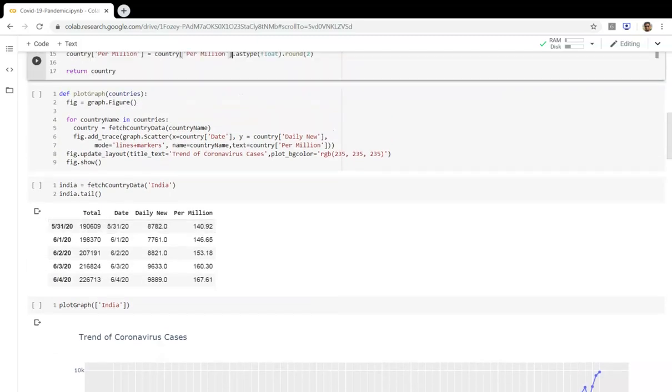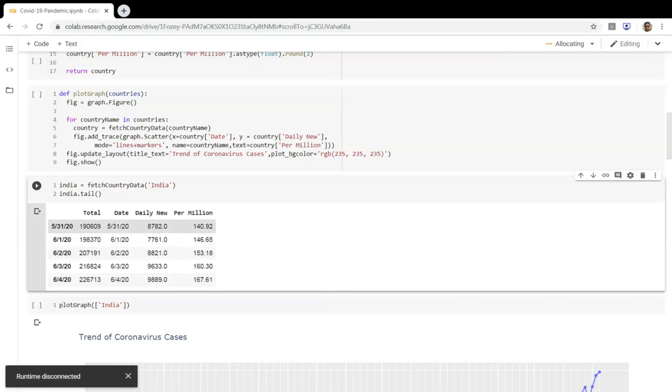Now here I'm pulling the data of India and showing the last five rows. Here we see the total, the date, the daily new cases for that day, and here we have per million cases for that day. So per million cases keeps rising.